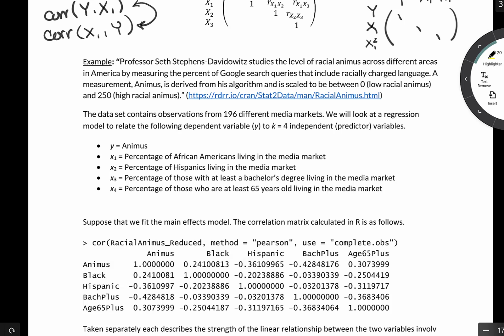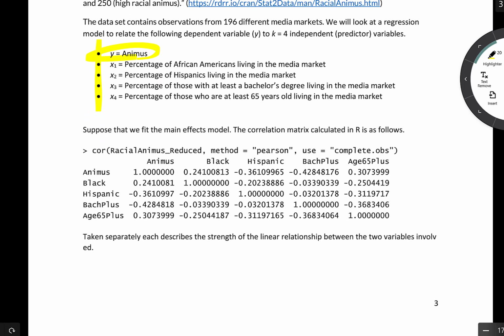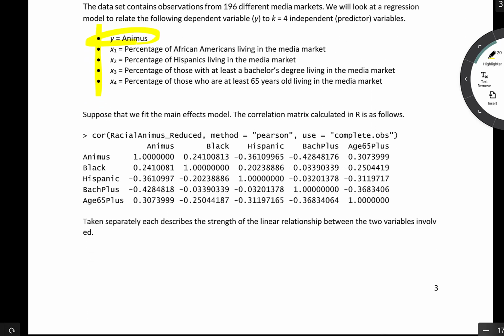For this particular example, we're going to look at a model with 4 independent or predictor variables and with our response equal to animus. So here we could fit the main effects model, and then we could look at the correlation matrix. So here is that correlation matrix.